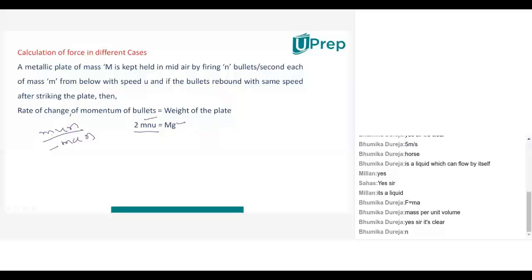So when a metallic plate of mass capital M is fired at by bullets with a speed u, and if the bullets rebound back with the same velocity, then the rate of change of momentum of the bullets will be equal to which one? Weight of the plate. So you have to derive the equation, but that is somewhat vector related. So that's why you have to remember this equation. Okay.